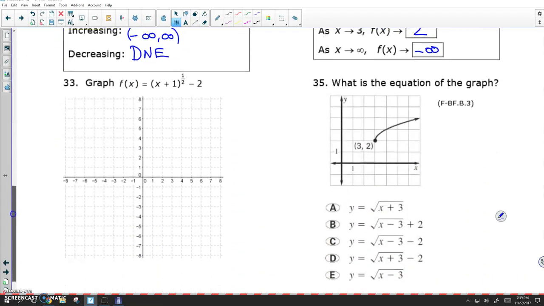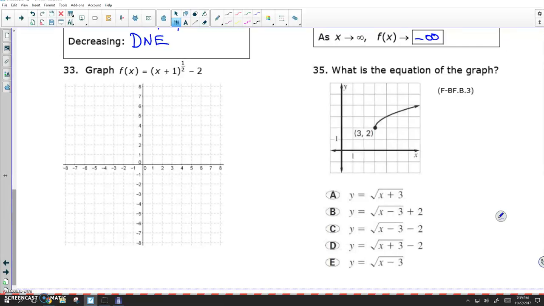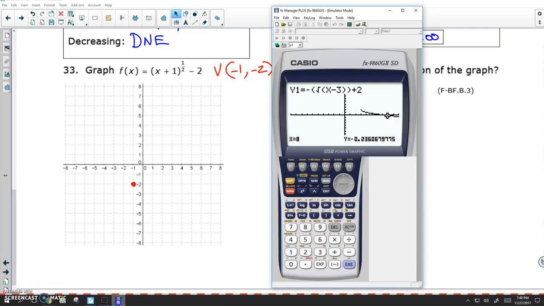Okay, the next one. Now in this chapter, we learned about exponents and how if you have an exponent that's a fraction, it's basically a radical. So you can do that in the calculator also, but all the rules still work. So the vertex is going to be -1 and -2. So -1 and -2 is down here. And we can go into the graphing calculator for the rest.